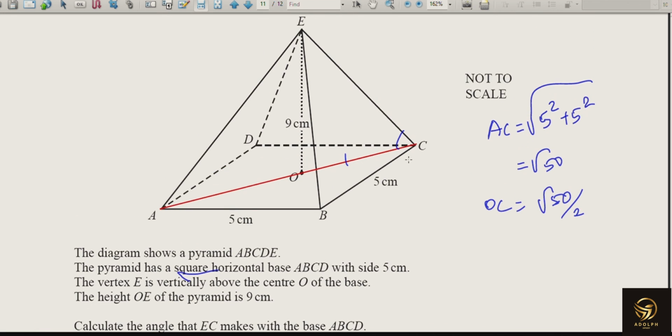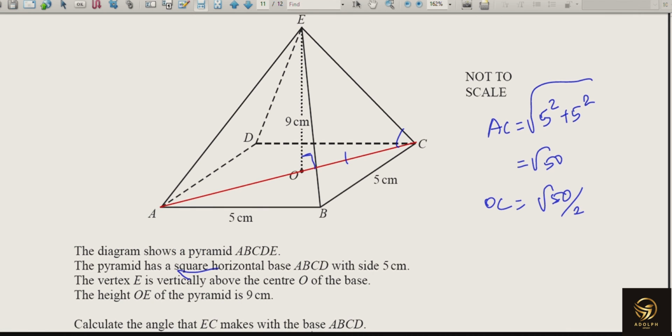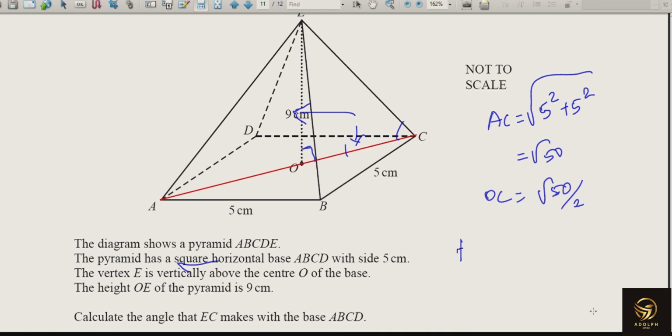Then I found this. They said E is vertically above the center, so vertically above, which means it's the perpendicular height. That's 90 degrees. I just have to calculate this angle. The opposite side and adjacent side are given. So it's tan theta. So tan theta equals opposite by adjacent. Opposite is 9.